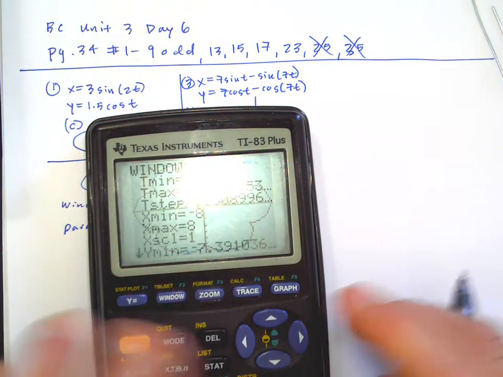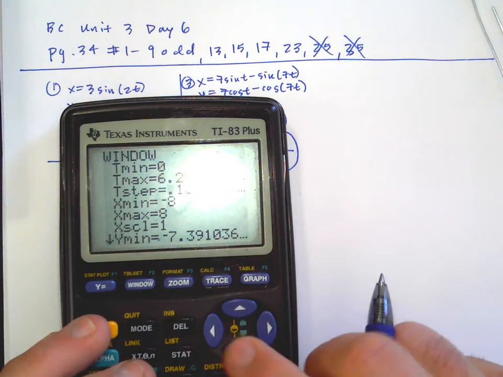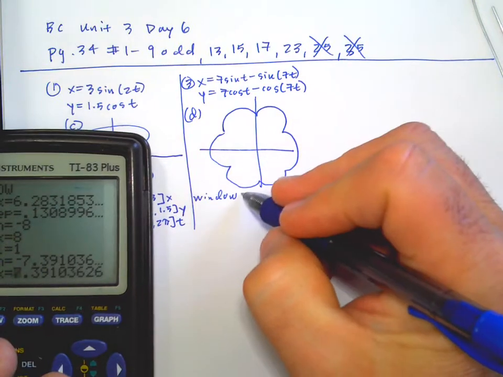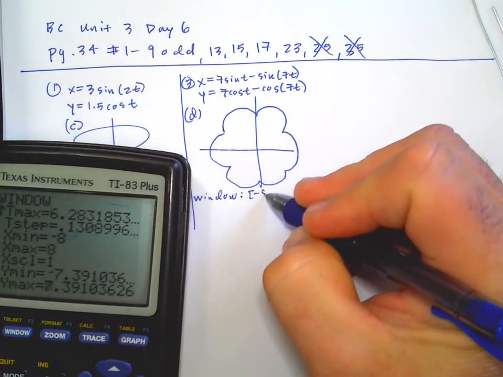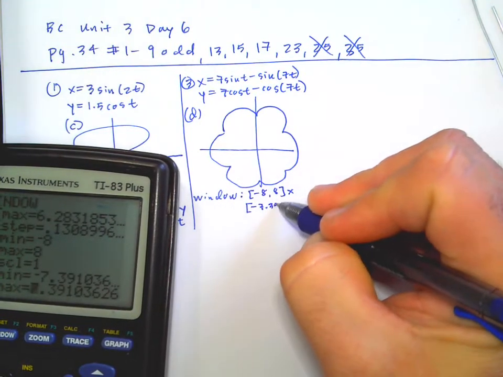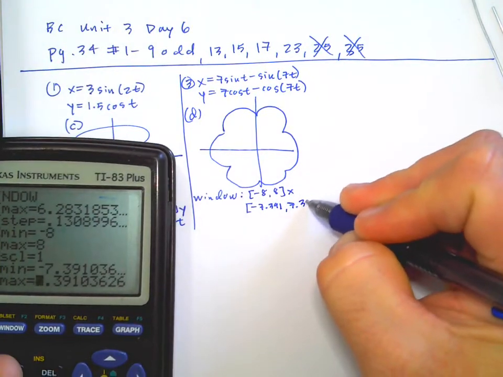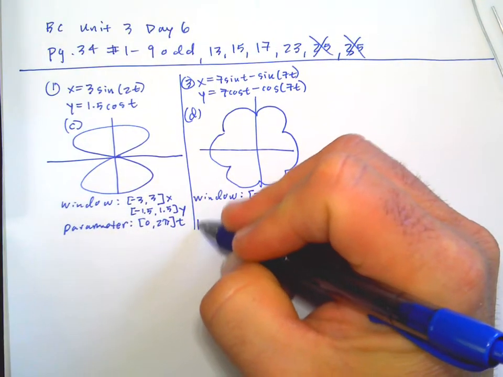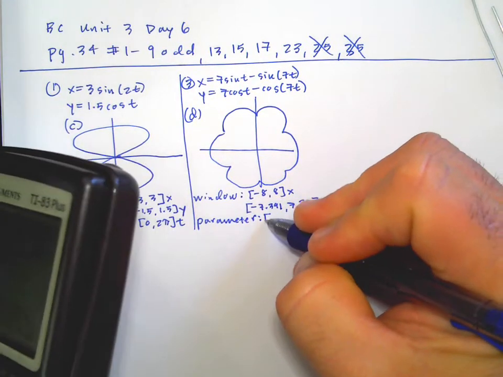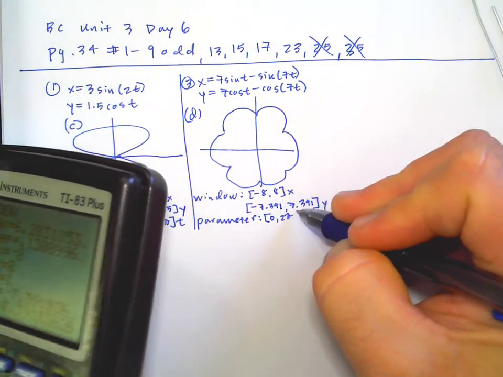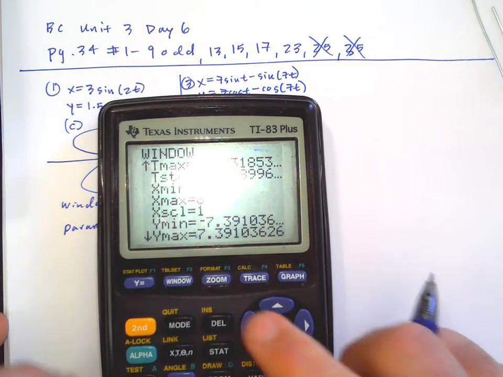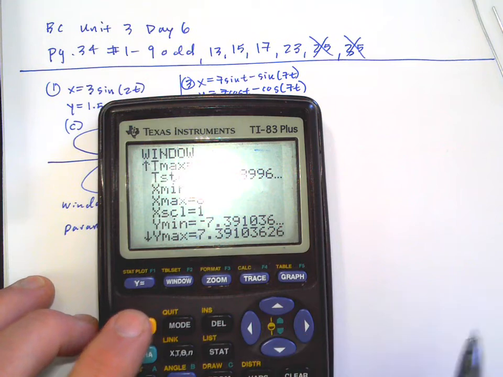So the window, if we go to window, we did zoom fit, it's -8 to 8, and negative 7.39 to positive 7.39. So I'm going to go window, -8 to 8 in the x direction, negative 7.391 to 7.391 in the y direction. The parameter: now it looks like it did trace the whole shape, like it connected and it was going to just probably go over itself again. You could verify that by going to Tmax and saying something like 3 pi.